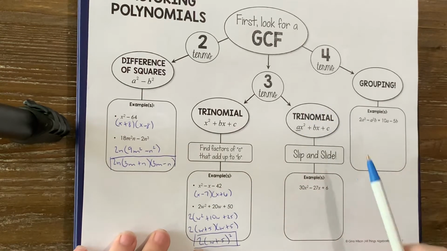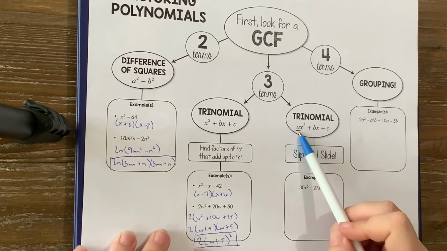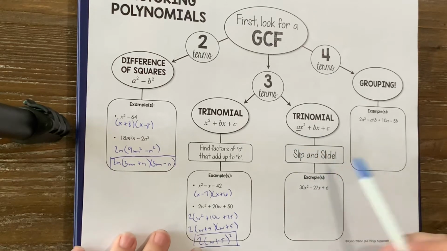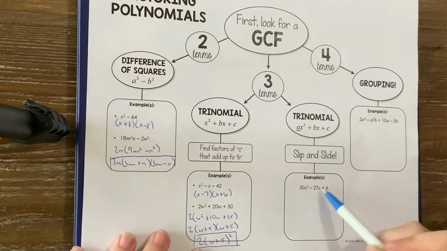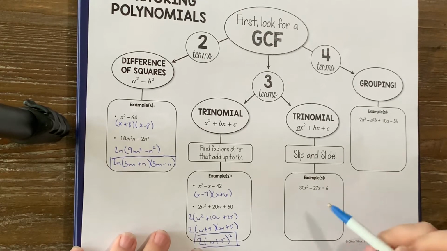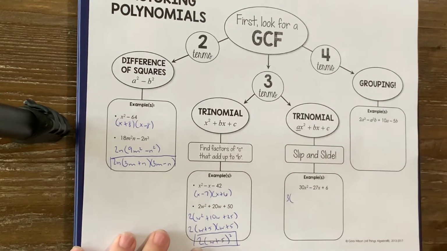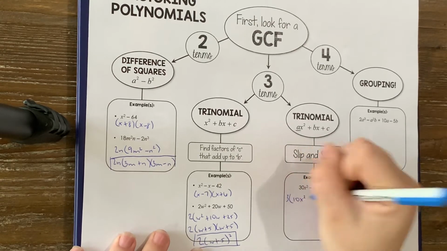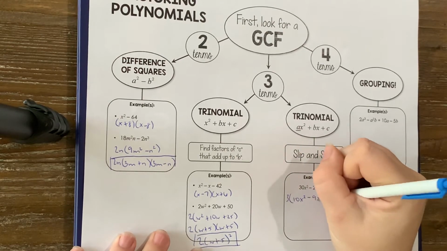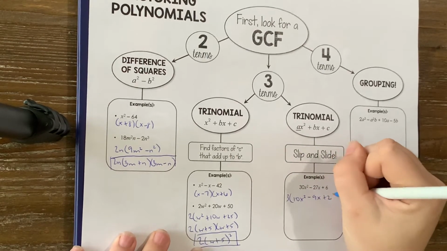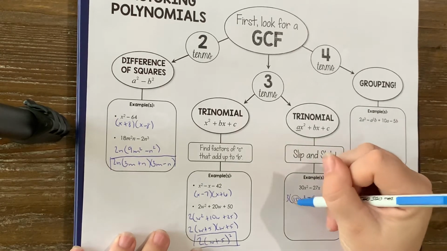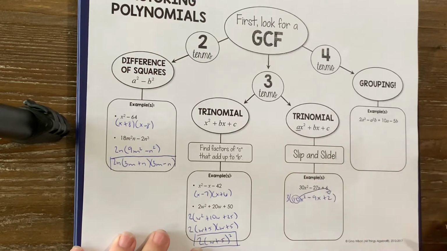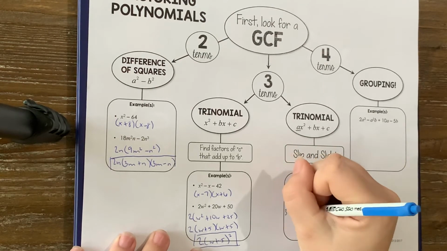Okay, if you have a trinomial that does have a number in front of the x squared, then you use the slip and slide method. Okay, well first you always check to see if there's a greatest common factor you can take out. We can divide a 3 out of everything here. So we're left with 10x squared minus 9x plus 2. Okay, then from there we'll do slip and slide. So take the 10, slip it down to the end. That 3, we just pull it down.